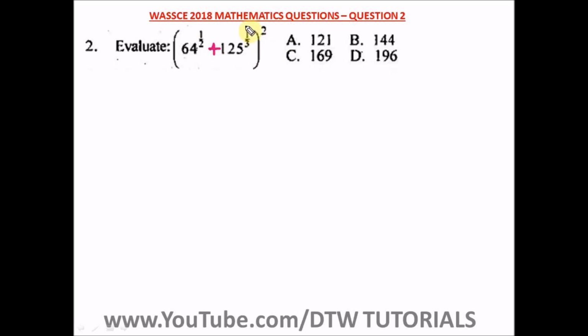Okay, so how do we do this? Let's solve what's in the bracket first. 64 raised to the power half is what? That's the square root of 64, plus 125 raised to the power 1/3, that is the cube root of what?